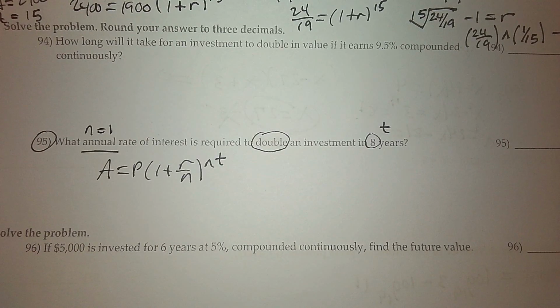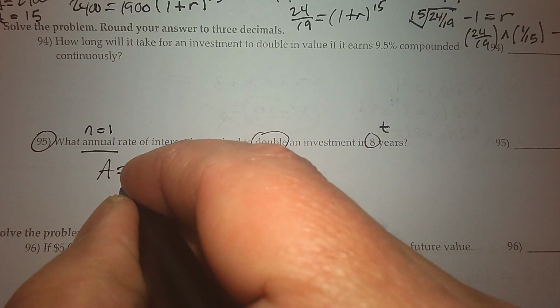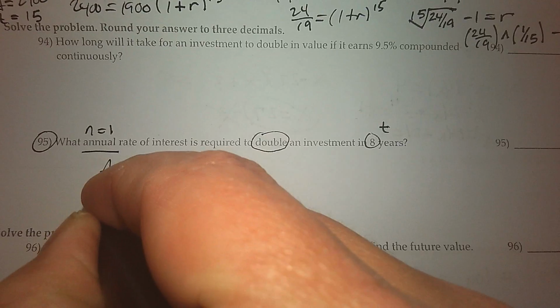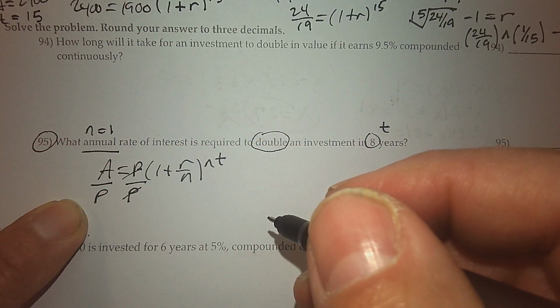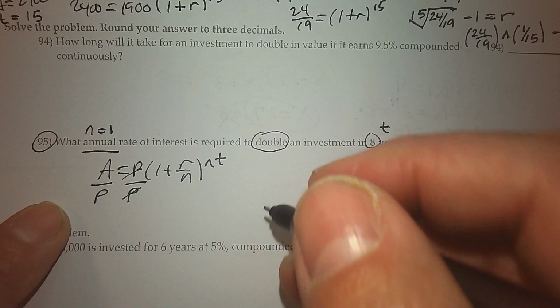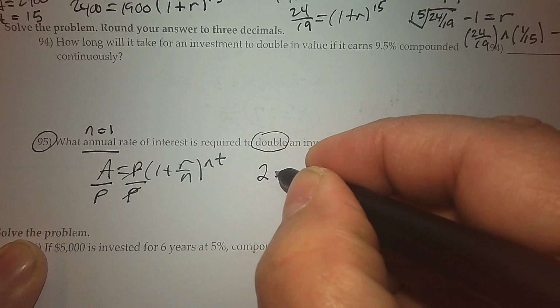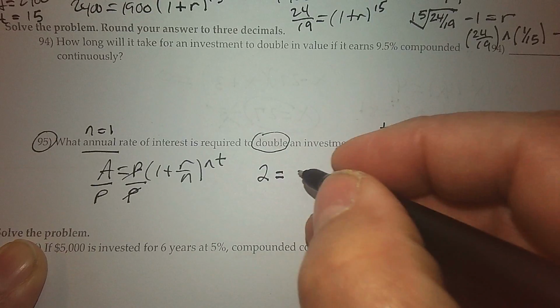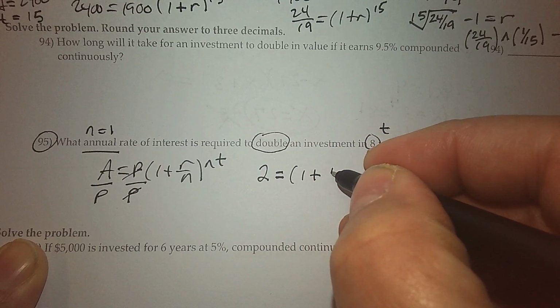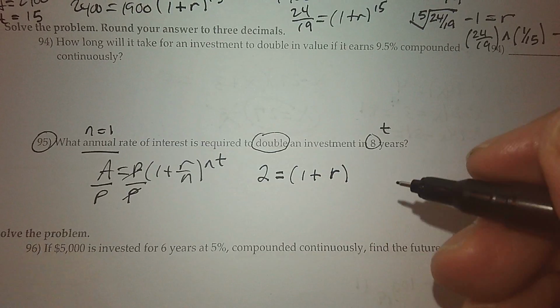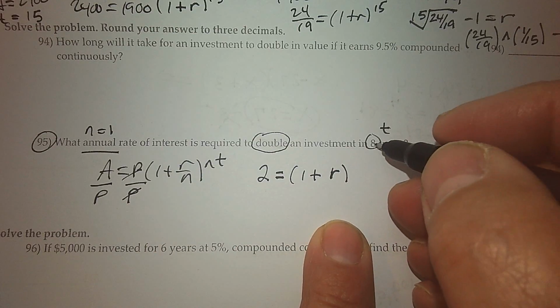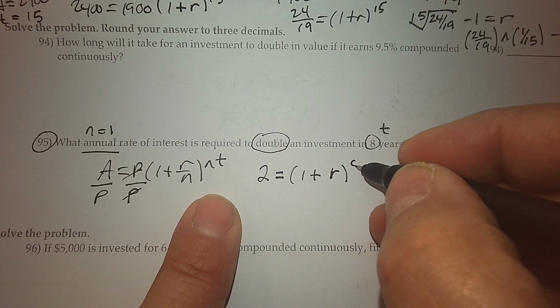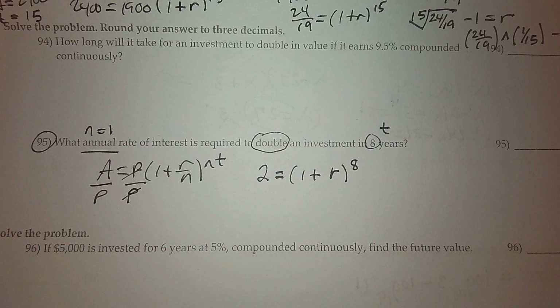That means that when I divide by P, right? When I divide by P, A divided by P, no matter what numbers you put in, if it's double, A divided by P would always equal 2. So N is 1, so R divided by 1 is R. And T is 8, so 8 times 1 is 8. I want to know if you could solve for it, so I'm going to give you a moment.